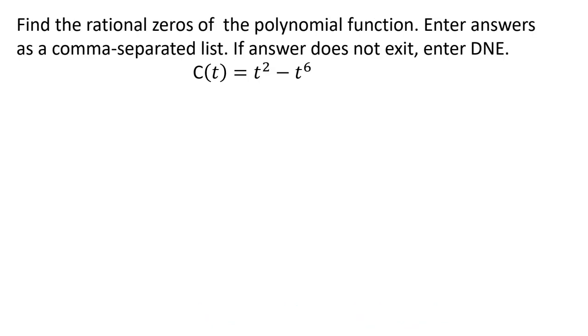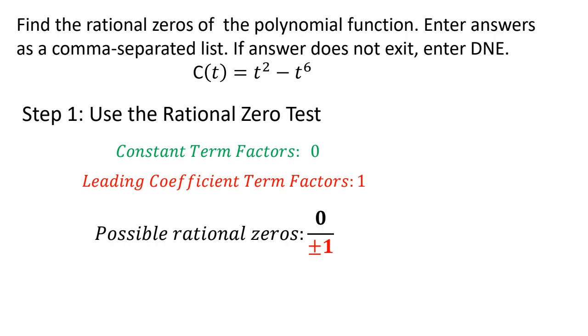All right, let's look at this one. We have the function c(t) is equal to t squared minus t to the 6th power. Here, I don't have a constant term, so it is 0, but my leading coefficient, the one with the highest degree, is -1. Since the degree here is 6, the highest exponent, my value is -1. So we have 0 divided by plus or minus 1. So our possible zero is 0, right?